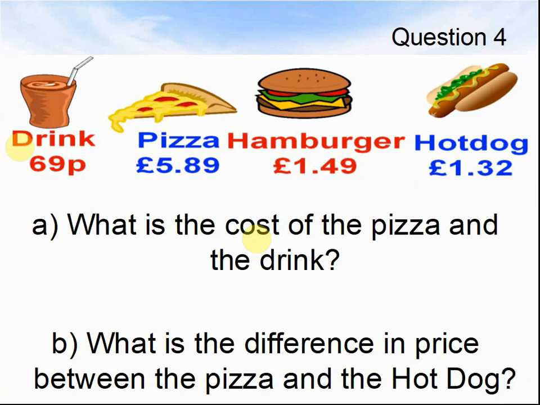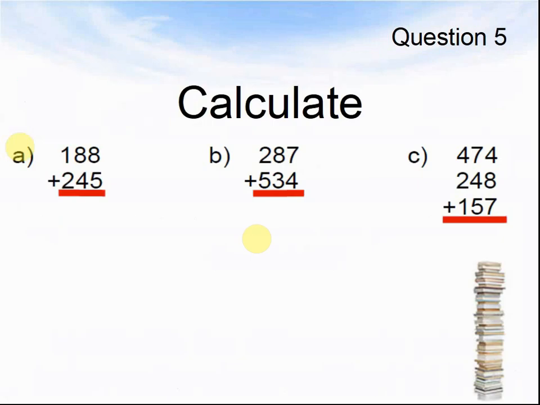Here comes question 5. Question 5. A: 188 plus 245 equals what? B: 287 plus 534 equals what? And C: 474 plus 248 plus 157 equals what? Pause the video until you are ready for question 6. Here comes question 6.